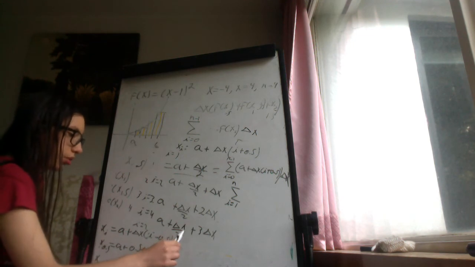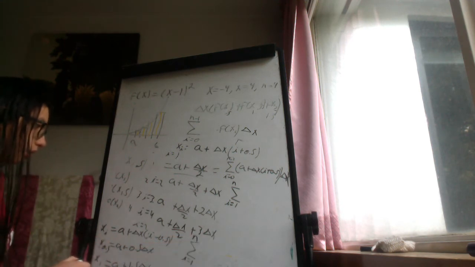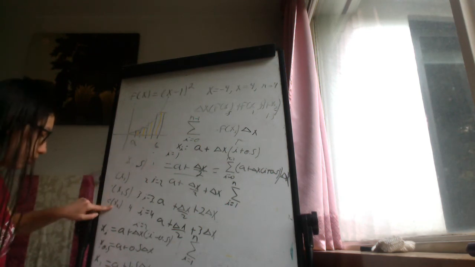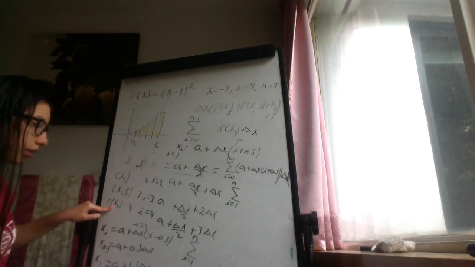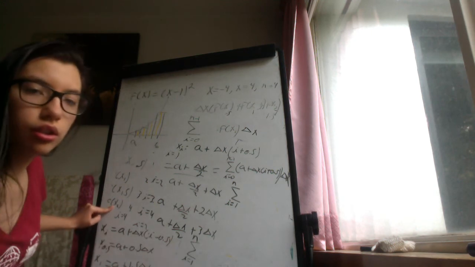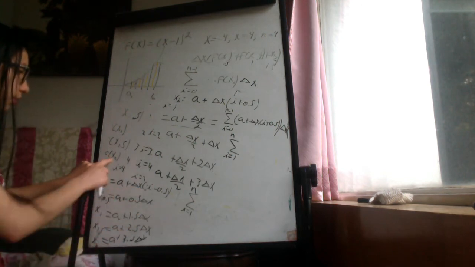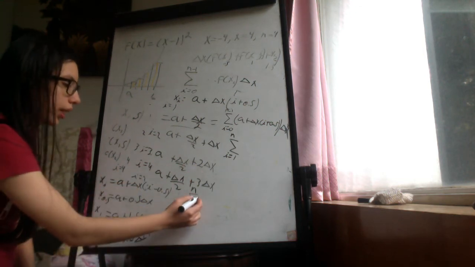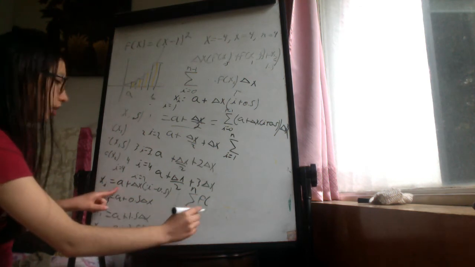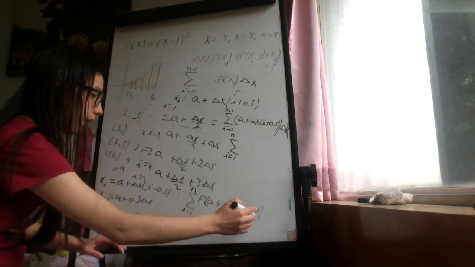This would be the summation from I equals 1 to n. We go to n because here we have 4 intervals. The fourth term is x of 2, x sub 2. X sub 2 means when I is equal to 4. When I is equal to 4, we have a plus 4 minus 0.5 is 3.5 delta x. That is exactly what we have here. So it is the summation from I equals 1 to n of f of a plus delta x times I minus 0.5, times delta x.